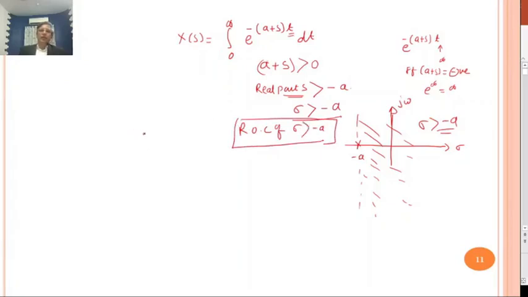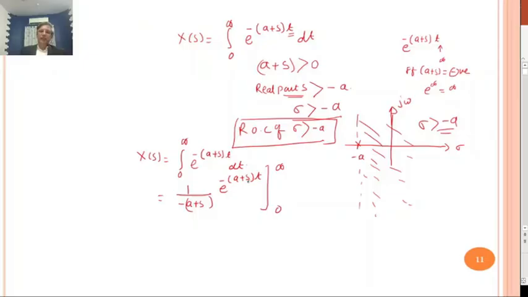Then find this integration: X of s equals the integral from 0 to infinity of e raised to minus (a plus s)t dt, and this integration is 1 upon minus (a plus s) into e raised to minus (a plus s)t, and substitute the limits 0 to infinity. When t is infinity, e raised to minus infinity is 1 upon e raised to infinity, meaning 1 upon infinity, so this term becomes 0. And for 0, this is minus 1 upon (a plus s) into e raised to 0, which is 1, meaning the Laplace transform of this signal is 1 upon s plus a.